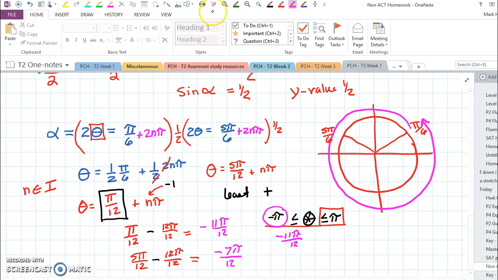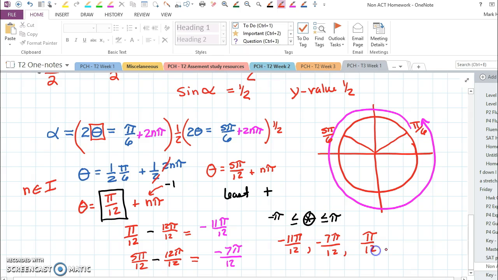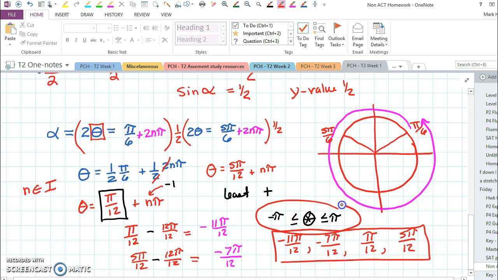So there are 4 angles that satisfy this stipulation. They are -11 pi over 12, -7 pi over 12, and then the original pi over 12, and 5 pi over 12. Those are the 4 angles that are within our given domain.